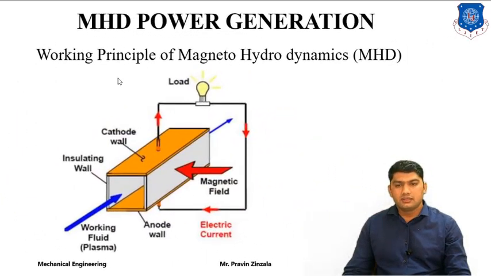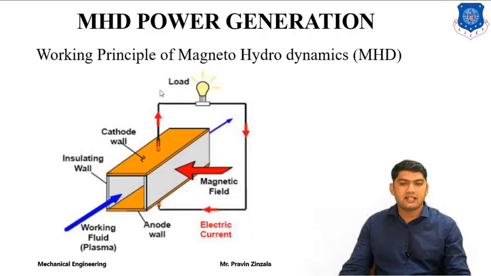This is a simple diagram of the working principle of magnetohydrodynamic, in short MHD. These are the two magnets, and the white color is the insulating wall. This is our direction of magnetic field. These are our two electrodes, like the cathode and anode.